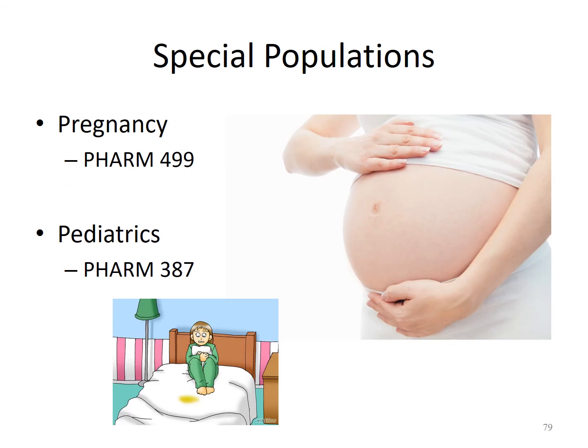There's two special populations we do not have time to cover in this particular module. In pregnancy, you'll cover some unique urologic care needs for pregnant women. That's in the 3rd year of the program. And in 3rd year as well, you'll cover pediatrics in pharmacy 387. And there we talk a little bit more about nocturia and special needs of children.